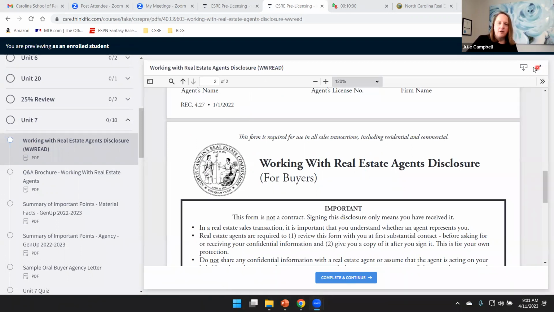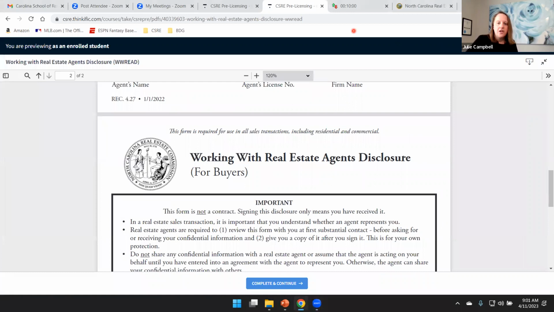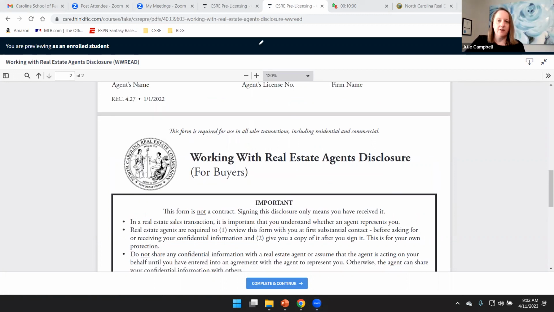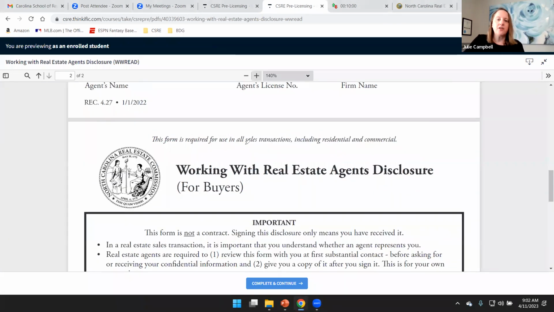When we're working with buyers, first off, shake your heads, yes or no. Is the working with real estate disclosure required for all transactions? Is it required for all of them? The answer is no. It is only required for sales transactions. Maybe it'd help if you could see it. There you go. It is only required for sales.